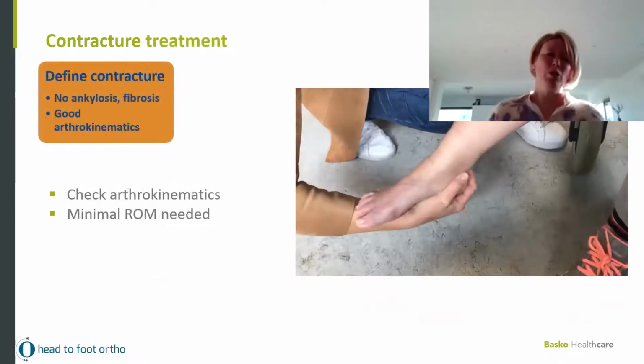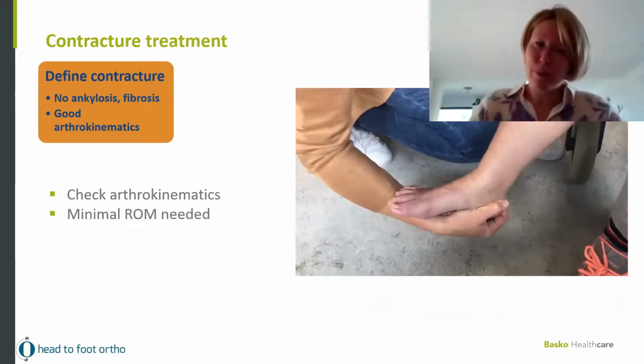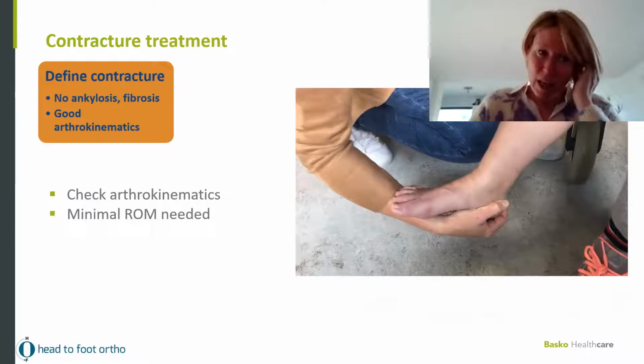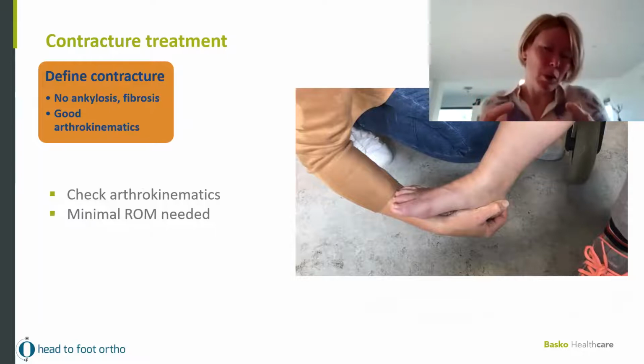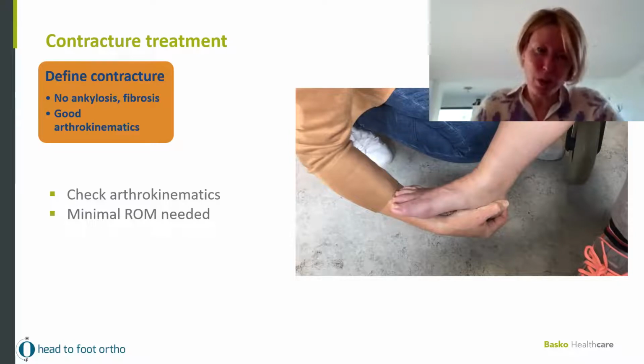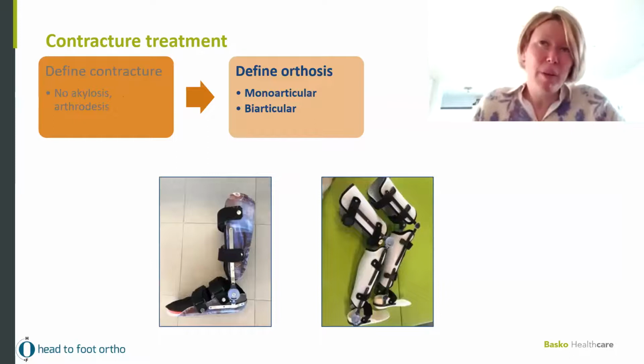So how do we start? Well, first of all, we're going to check if there is no ankylosis or real fibrosis into the joint and the muscle fibers. We need to check if the arthrokinetics are good, because that's very important. If you don't have a good position of the bones, well, probably you won't have the last degrees. So that's also really important to know. If you really hesitate, a medical examination can just bring the outcome. And then comes a very important part.